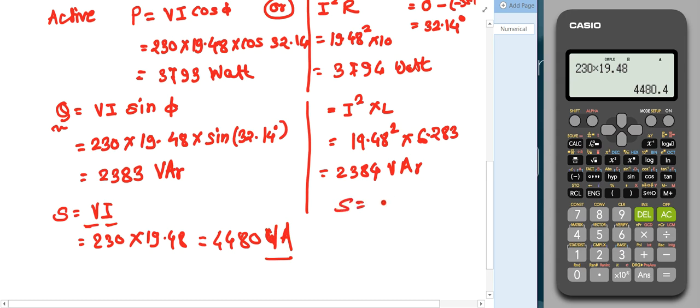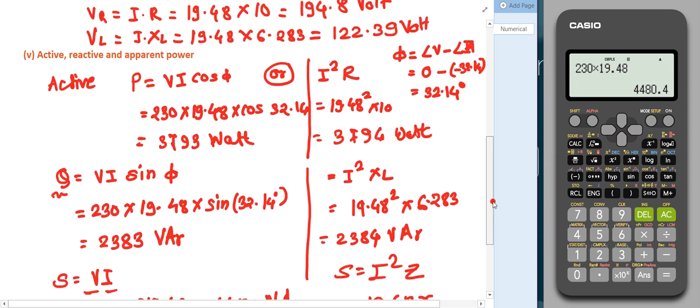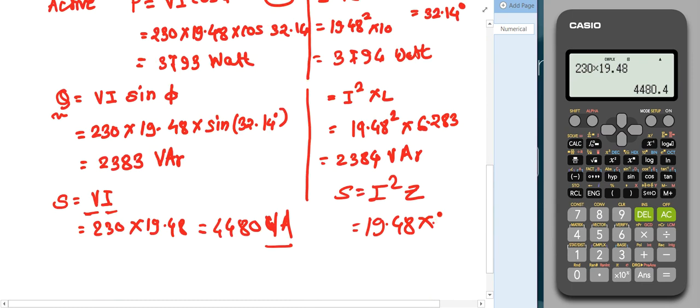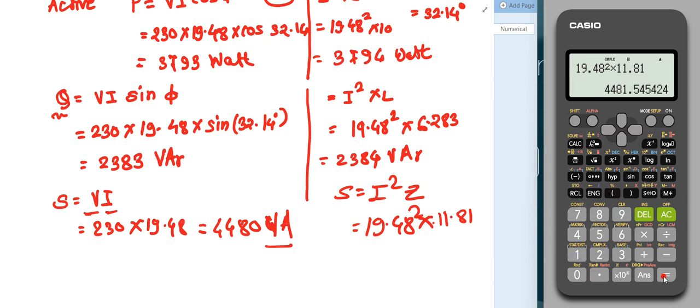Or alternatively, S can be calculated as I square into Z. I value is 19.48 square into the value of Z given in the problem. Z we have calculated as 11.81. So let us calculate 19.48 square into 11.81. Approximately we will get the same value, 4481 VA.